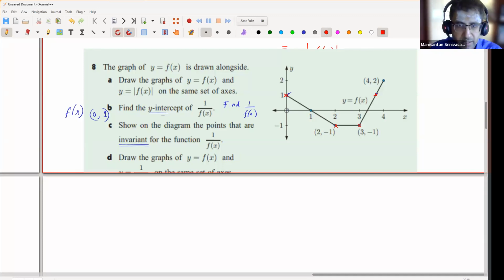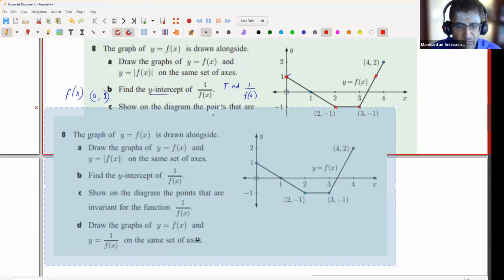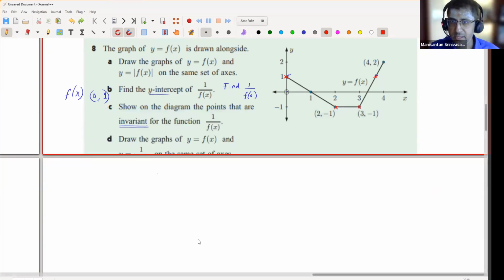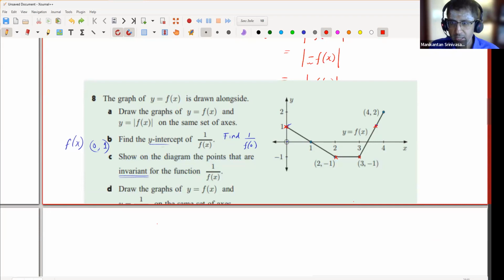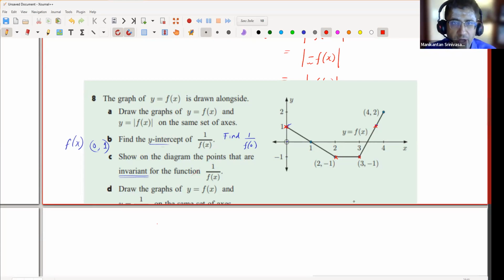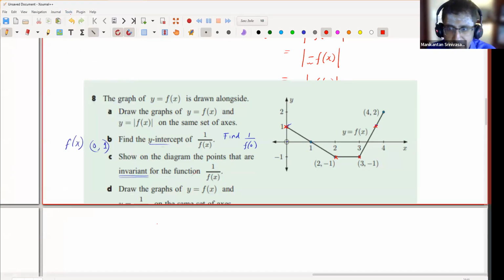But I didn't paste the D part well. So let me just paste it again here. Draw the graph of f of x and 1 over f of x on the same set of axes. Okay, fine. He has already drawn f of x. I'll just have to overlay 1 over f of x. So this is the part where you had doubt, correct? Now, whenever f of x reaches 0, then 1 over f of x is in trouble, because 1 over 0 is not defined. So you have to be careful about whenever f of x reaches 0. So let's draw a vertical line here.